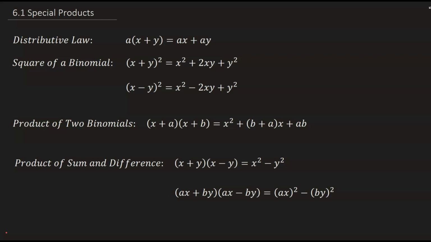So let's just take a look at a few special products. I'll point out the patterns, and then I'll show you some examples of using them to find products. So notice the first one is the distributive law, and is where we have a binomial multiplied by a coefficient which is outside the bracket. So in that case, we always multiply the coefficient by each term inside the bracket. So a times x plus a times y.